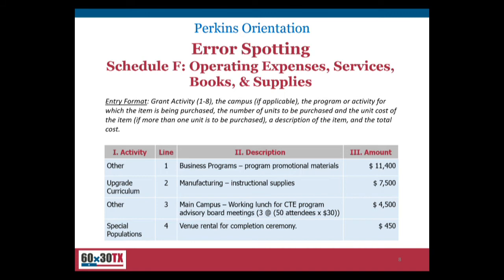So Schedule F. You need to list the program or activity for which the item is being purchased, the number of units to be purchased, the unit cost, if it's more than one, a description of the item, and the total cost. So looking at these, on line 1, is there a program listed? Yes, excellent. So it says program promotional materials.